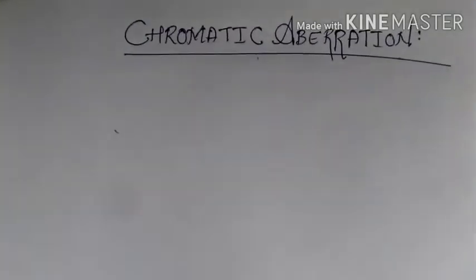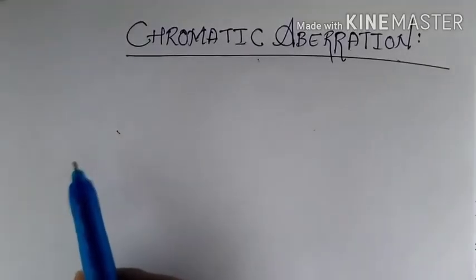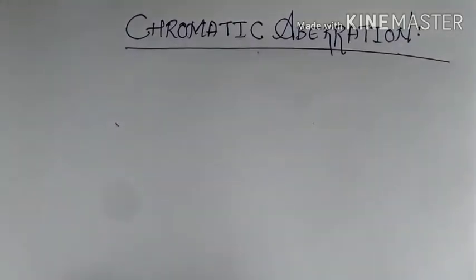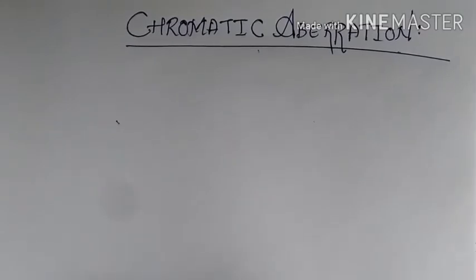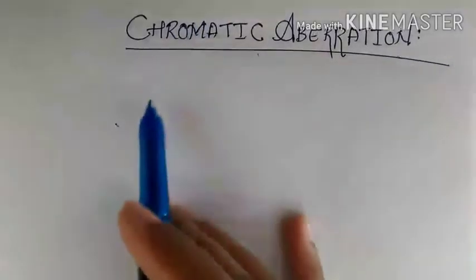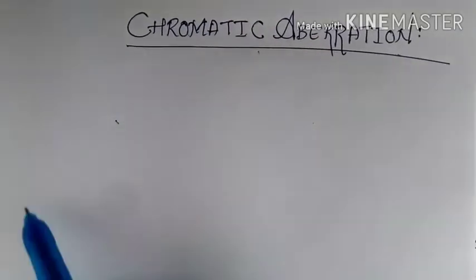And then finally we learned what methods are possible to eliminate spherical aberration in a given lens. There are basically 5 methods, which we discussed in our last class. These 5 methods are used to eliminate spherical aberration in a given lens. So in today's class we are going to learn about chromatic aberration.